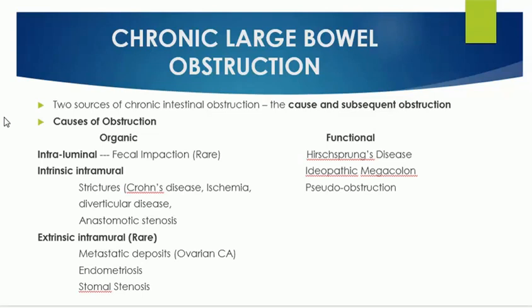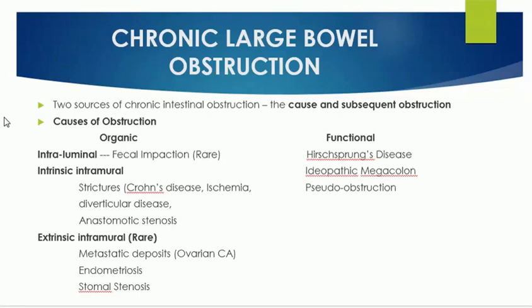Then intrinsic intramural causes can lead to organic chronic intestinal obstruction. Examples are strictures due to Crohn's disease, strictures due to ischemia, strictures due to diverticular disease, and there can be malignant strictures due to carcinoma of the intestine, large gut, small gut. Then anastomotic stenosis can also lead to chronic intestinal obstruction.